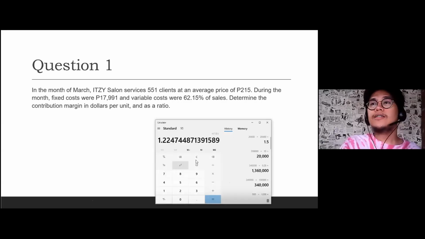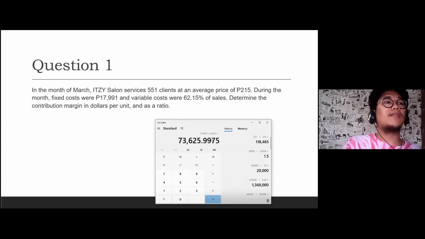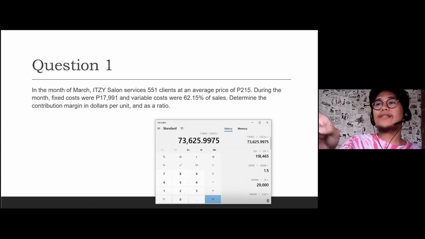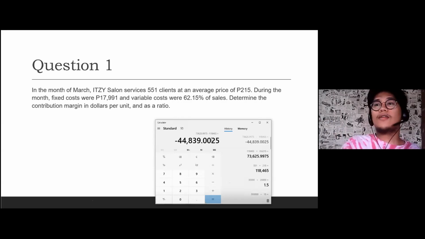No? So your total sales, which is your 51 clients times 215, okay, which is 118,465. We multiply it by 62.15% to obtain your variable cost. Tama? So kapag nakuha na natin si variable cost, we need to deduct the variable cost from the sales in order to get the contribution margin, which is your 44,839.